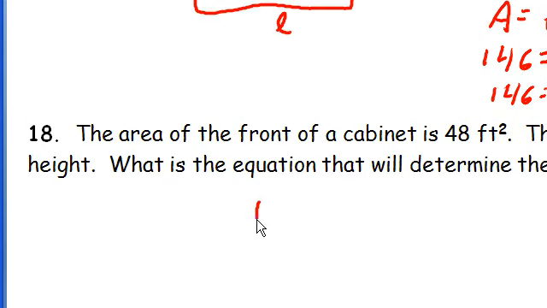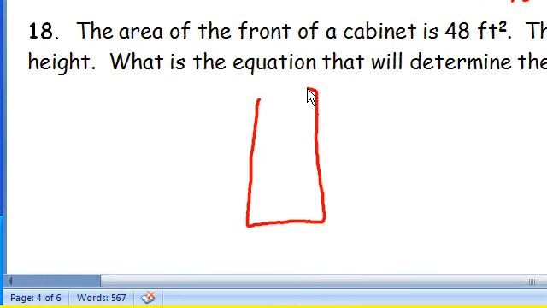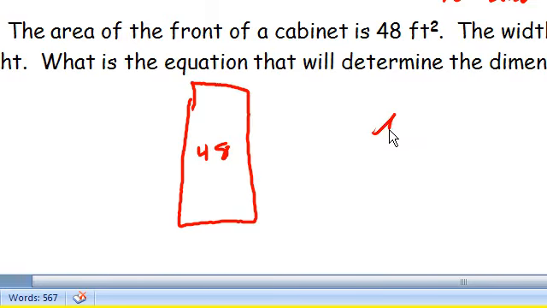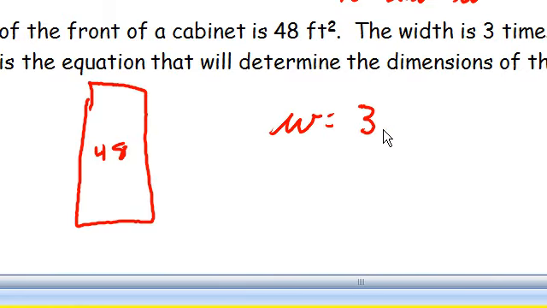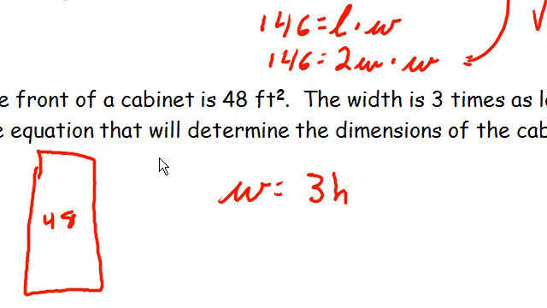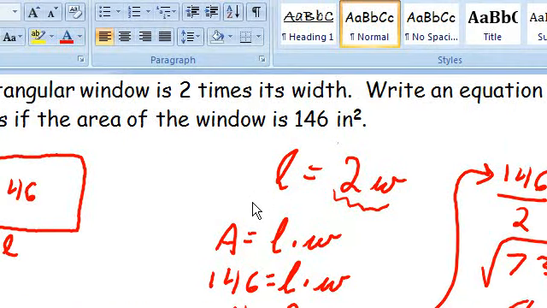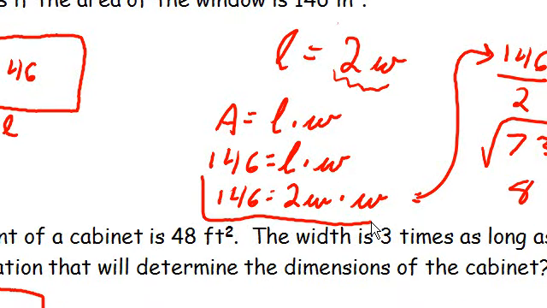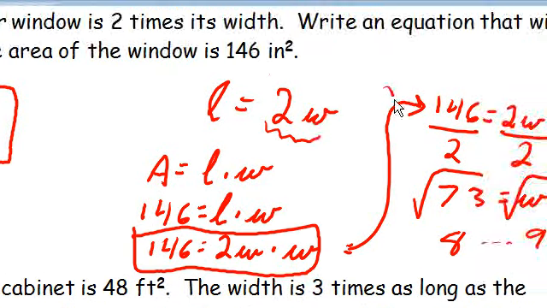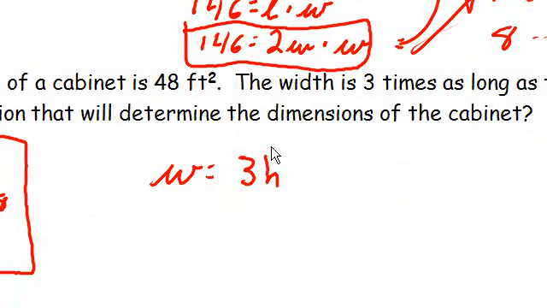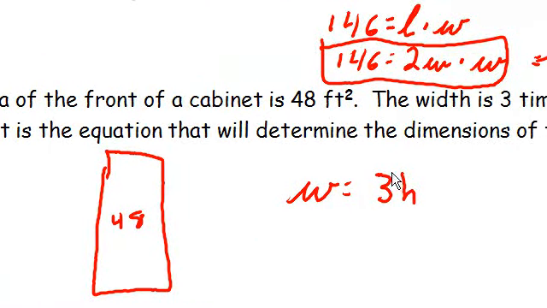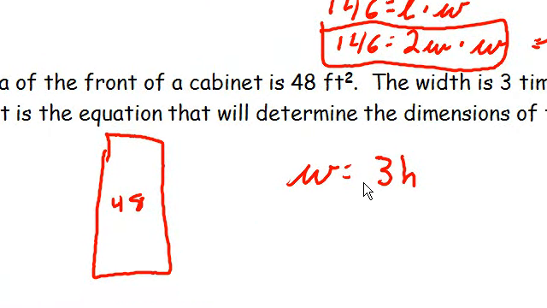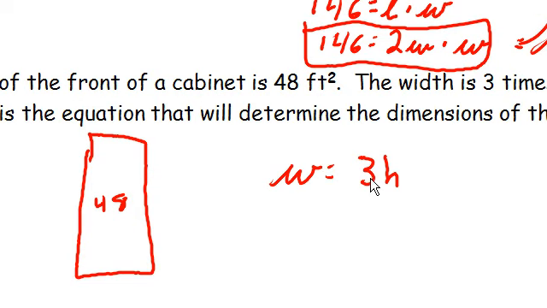Okay, and let's look at 18. The area of the front of a cabinet is 48 square feet, so that's the area. The width is 3 times as long as the height. It's just asking for the equation. What is the equation that will determine the dimensions of the cabinet? So W equals 3H, so the width equals 3 times the height.